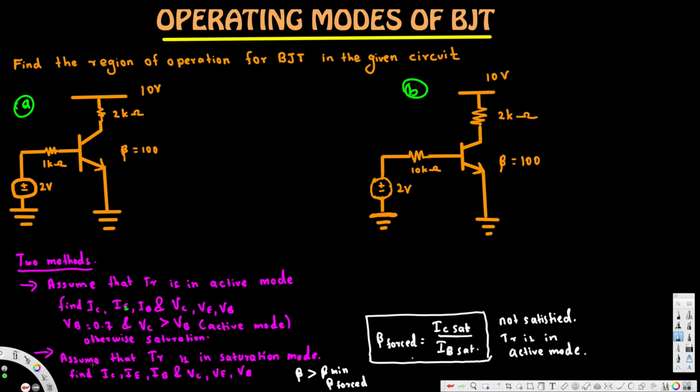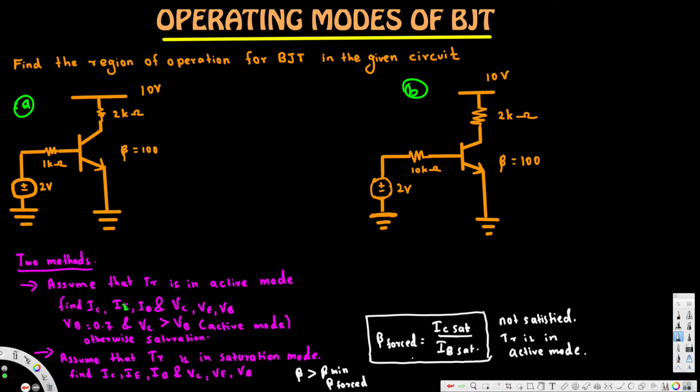The second method is assume that transistor is in saturation mode. Find IC, IE, IB, and VC, VE, VB, and then we see what is the beta. We can say beta forced is equal to IC saturation over IB saturation. If beta minimum is not smaller than beta forced, it's in active mode. If it's smaller, it's in saturation and our assumption is correct. But if this is not satisfied, then transistor is in active mode. So these are the two methods.